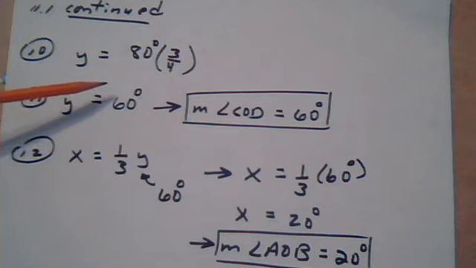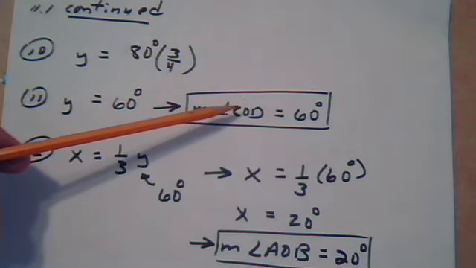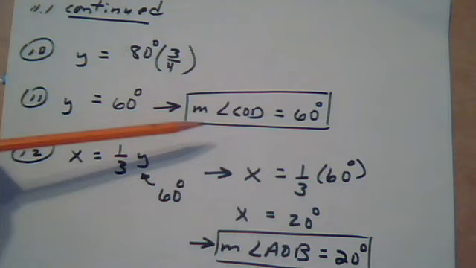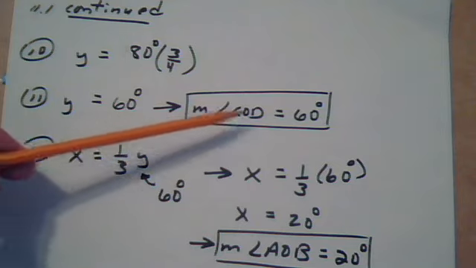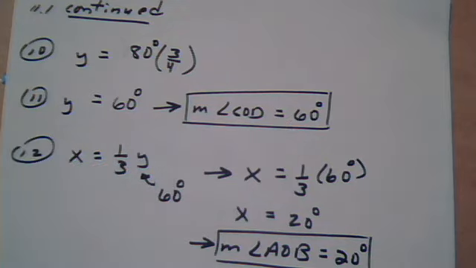But since they were calling it angle COD, we have to call it that. They were asking about the measurement of angle COD. So you give it its original name back, which is: measurement of angle COD equals 60 degrees.